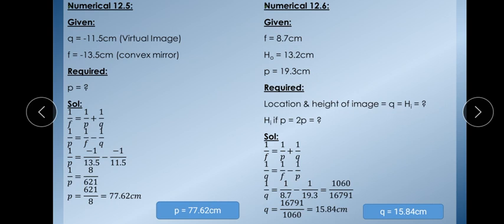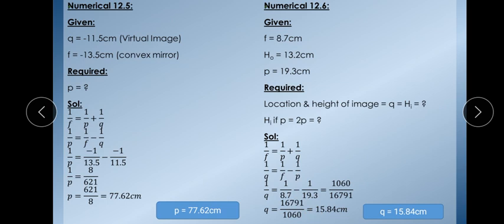Then using the relation 1 over f is equal to 1 over p plus 1 over q, rearranging it, it will become 1 over q is equal to 1 over f minus 1 over p. Putting the values of f and p, it will become 1 over 8.7 minus 1 over 19.3. Again we will take the common factor by multiplying 8.7 and 19.3 and solving with each other.